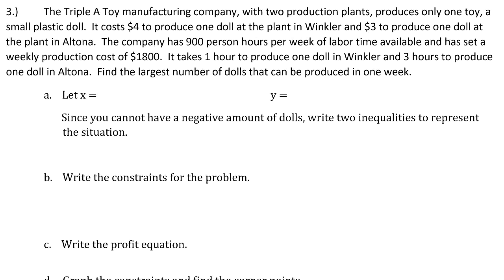The AAA toy manufacturing company with 2 production plants produces only one toy, a small plastic doll. It costs $4 to produce one doll at the plant in Winkler and $3 to produce one doll at the plant in Altona. The company has 900 person hours per week of labor time available and has set a weekly production cost of $1,800. It takes 1 hour to produce one doll in Winkler and 3 hours to produce one doll in Altona. Find the largest number of dolls that can be produced in 1 week.